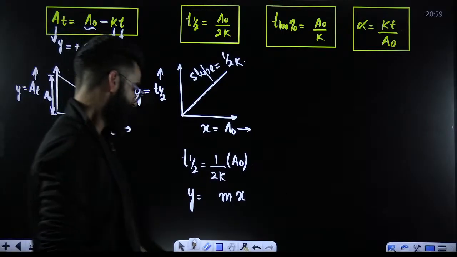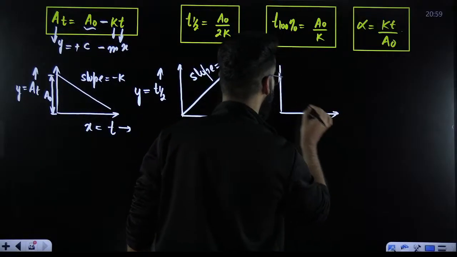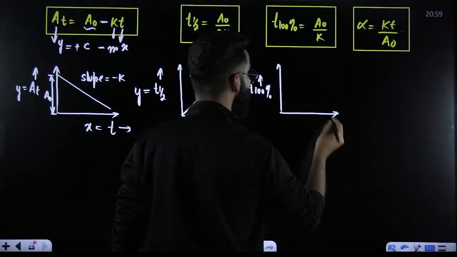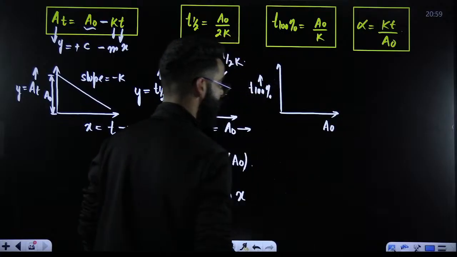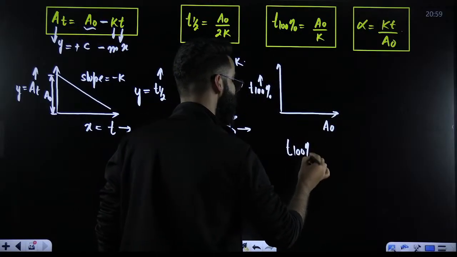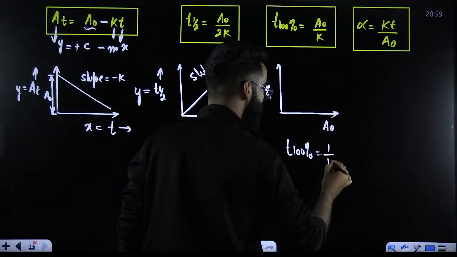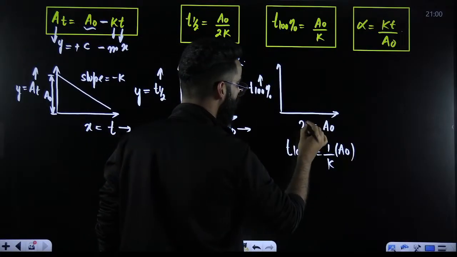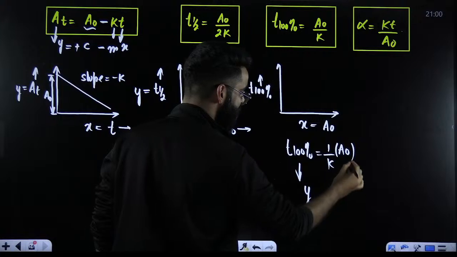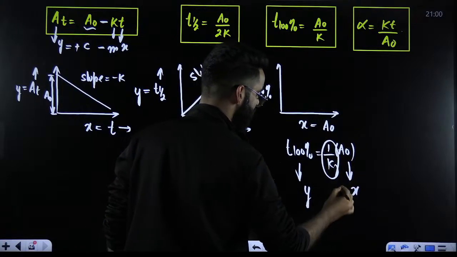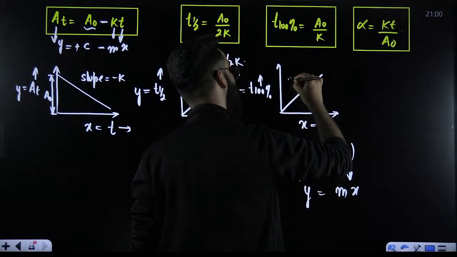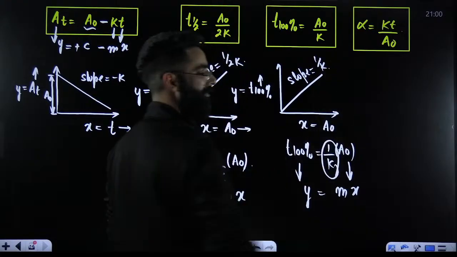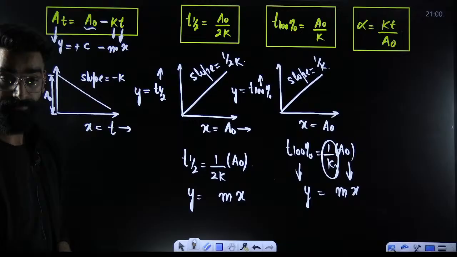Similarly, if I ask you to make a graph between t 100% and A naught. You know t 100% is equal to A naught by k. You can write it like this: 1 by k, then you can write A naught separately. So t 100% is plotted along the y-axis, A naught along the x-axis. This 1 by k becomes your m. y is equal to mx, straight line. If you talk about the slope, slope means m. m is nothing but 1 upon k.